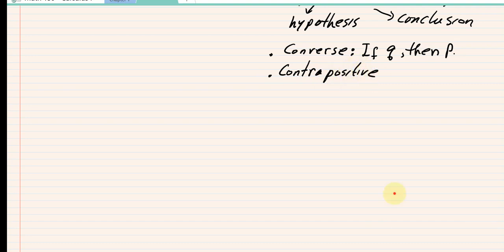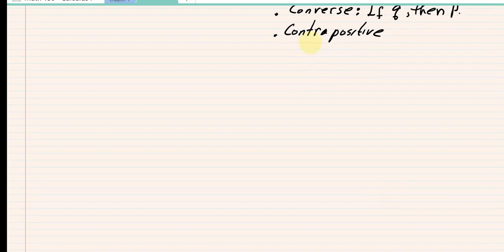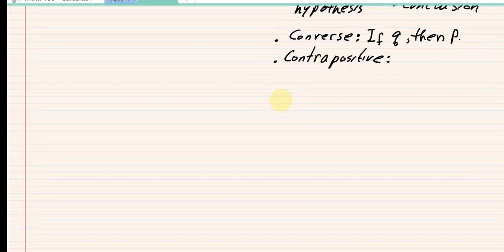Contrapositive. Okay, so what is the contrapositive of the theorem? The contrapositive of if P then Q is, well, let me write the full thing for you here: if not Q, then not P. It's in the form of a negation.